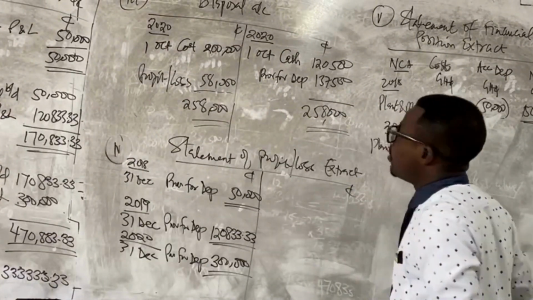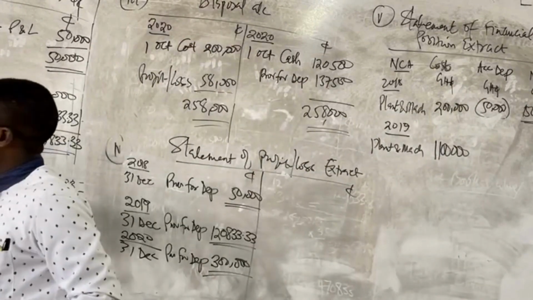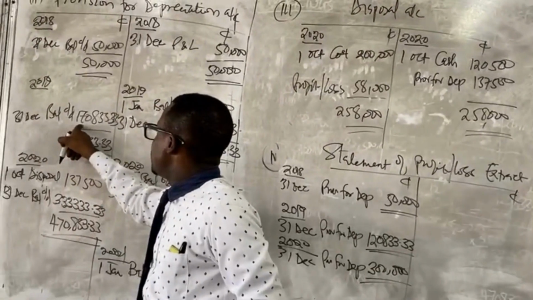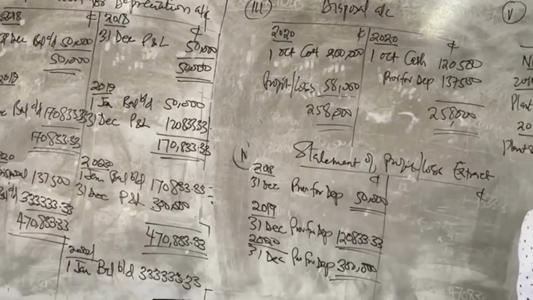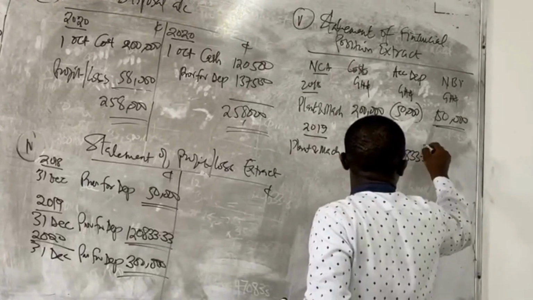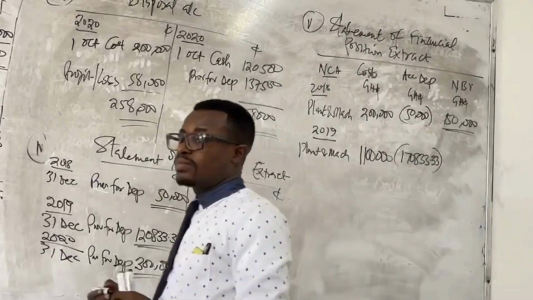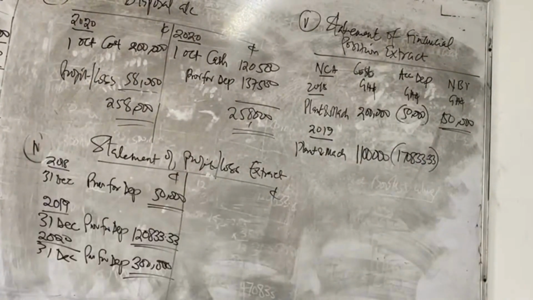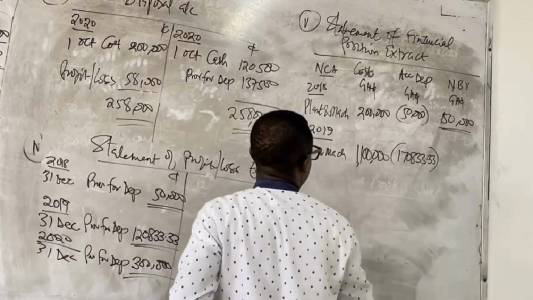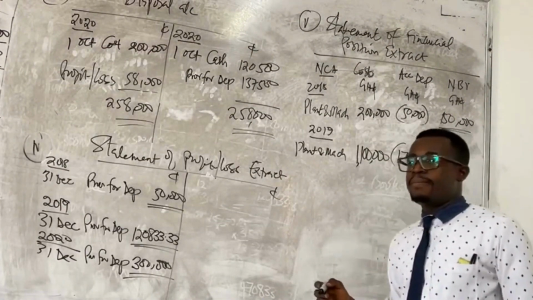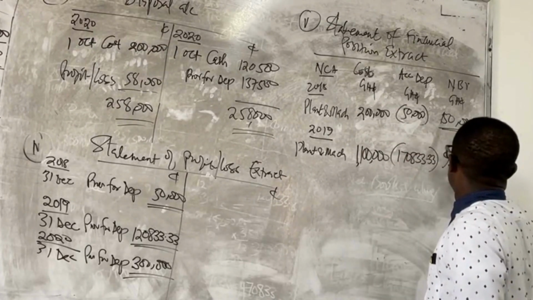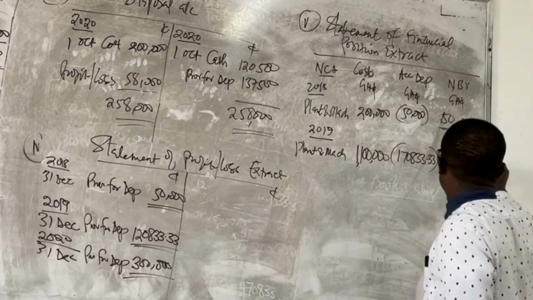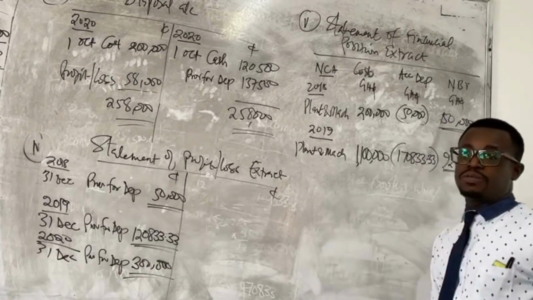1,100,000. What's the accumulated depreciation? Come to 2019, search for the balance carried down. 170,833.33. What's the difference? So 1,100,000 minus 170,833.33 gives 929,166.67. We double underline, we close it off.